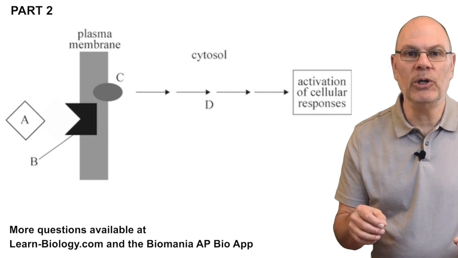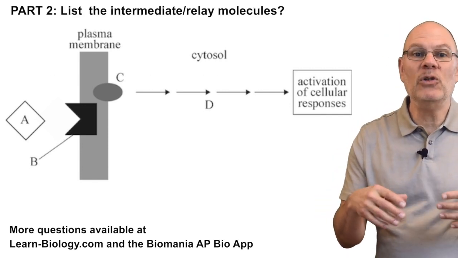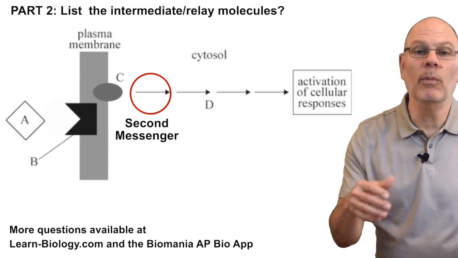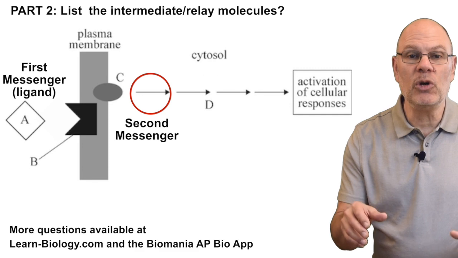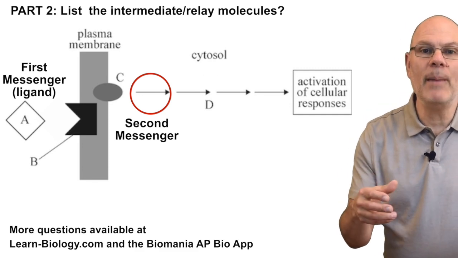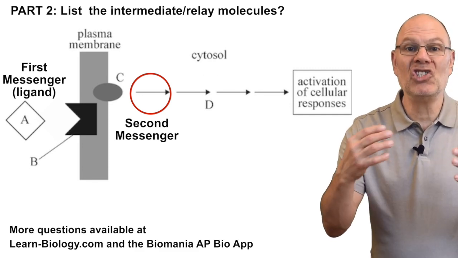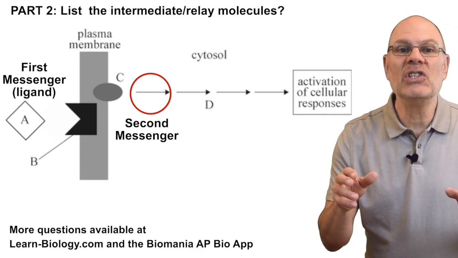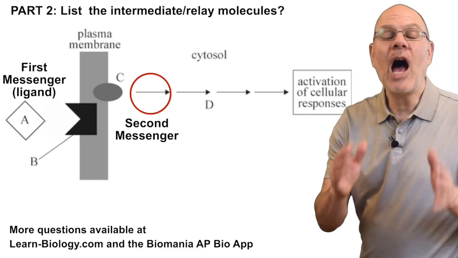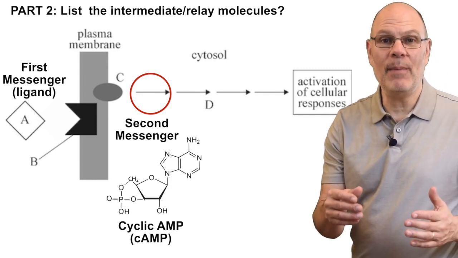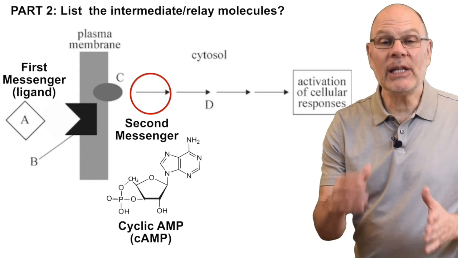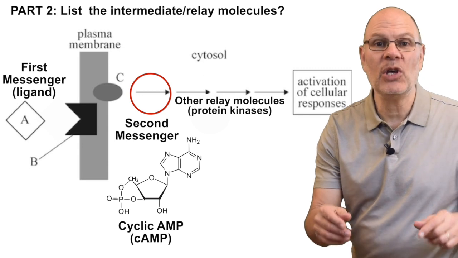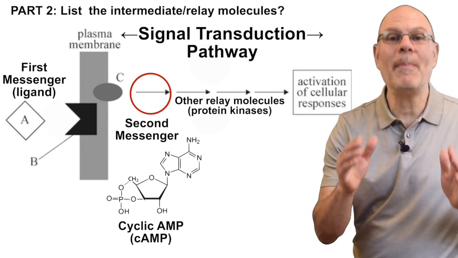Now let's look at part 2. This cell communication pathway uses a second messenger system. This is very common with protein hormones like insulin. The first messenger is the ligand itself, which binds at the membrane. The second messenger is a second molecule that goes from the membrane into the cytoplasm to activate some type of cellular response. A common second messenger is cyclic AMP or cAMP. Cyclic AMP in turn activates other relay molecules such as protein kinases, creating a signal transduction pathway.